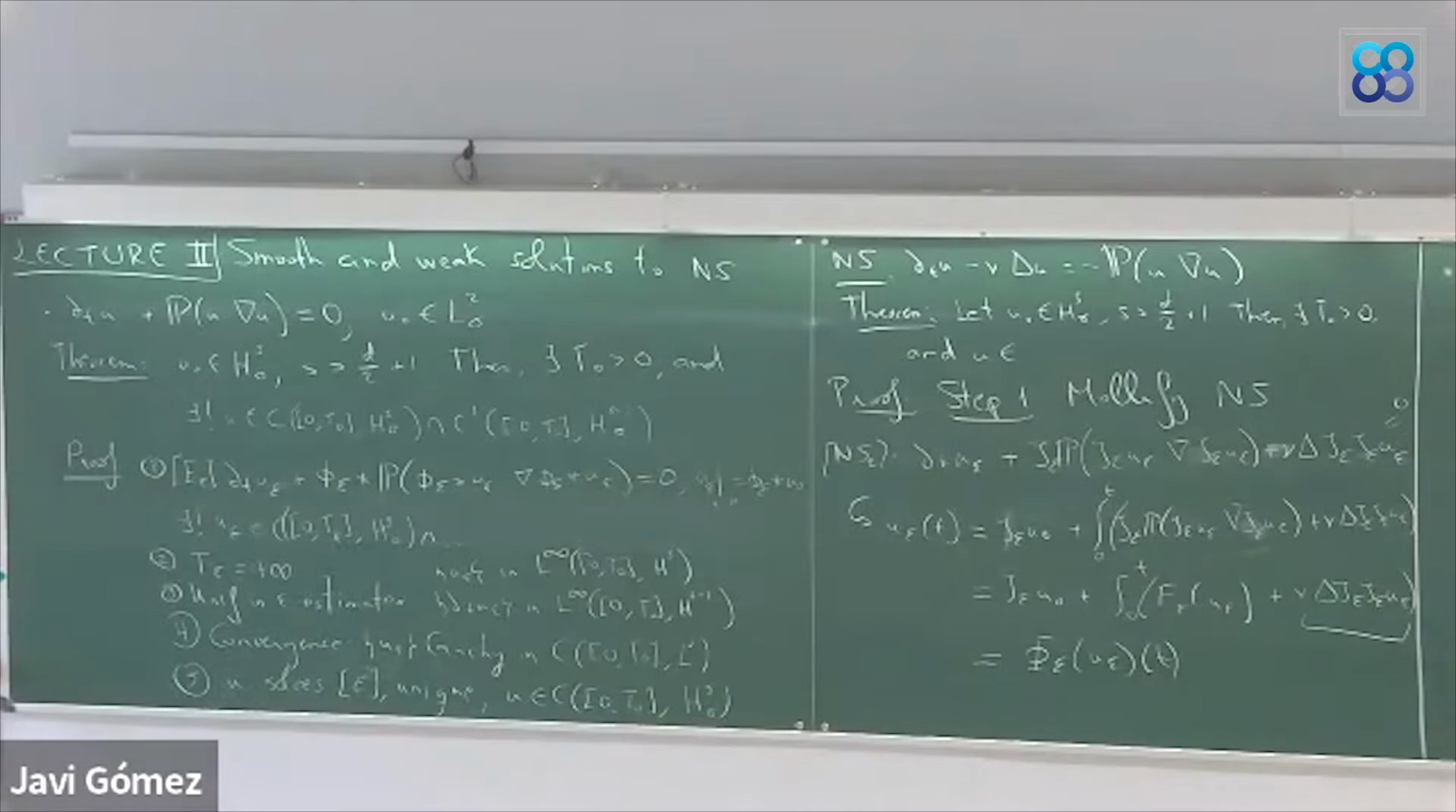epsilon. So we have to show that this quantity is bounded, and that it's Lipschitz, which is basically the same. And this is just using the properties of the mollifier.